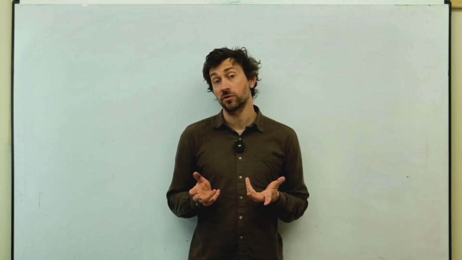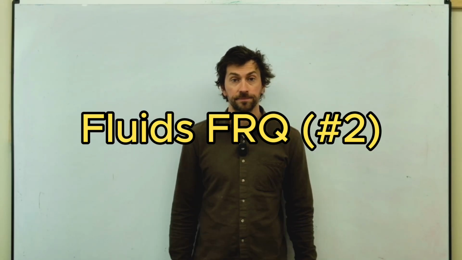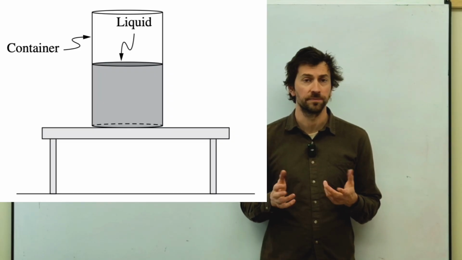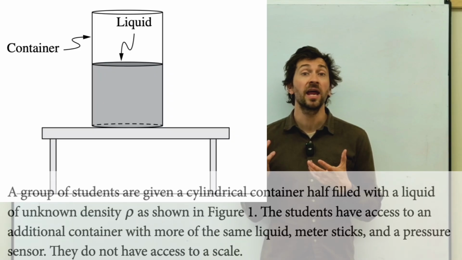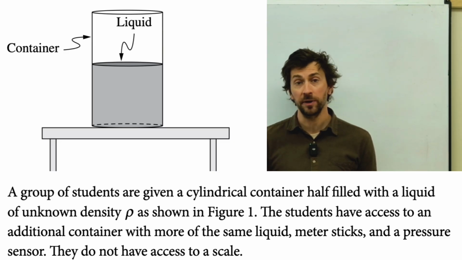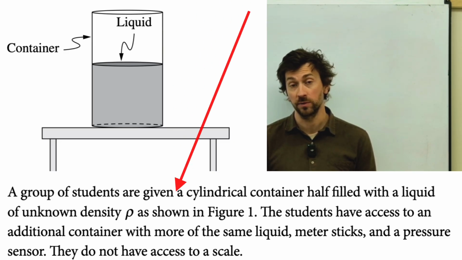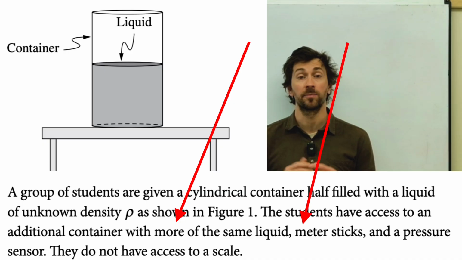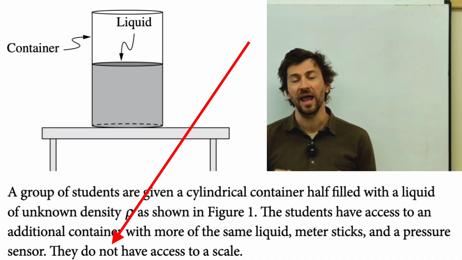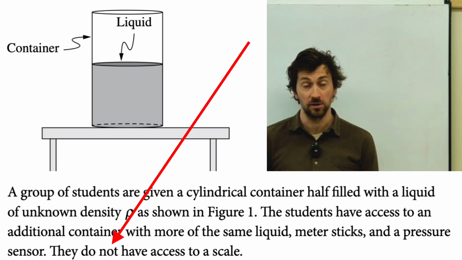Here's a full FRQ on the topic of fluids. This one is an experimental design question. The question says there's a tank of water with some liquid in it, and students are going to do an experiment. They have access to more liquid, a meter stick, and a pressure sensor. And very important in this question, it says they do not have access to a scale.